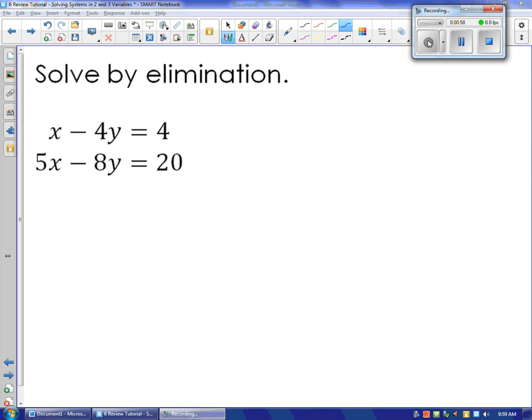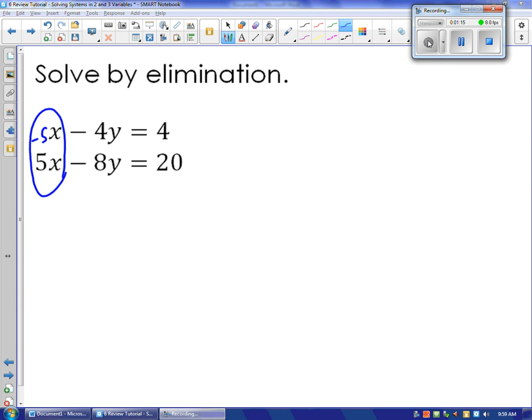For example, if I wanted to eliminate my y variable, I need to have opposite coefficients. So right now I have a 1x and a positive 5x. They don't cancel right now. If I were to combine the 2 equations, I'd end up with 6x, not 0. If I want 0, then I need there to be a negative 5 there.